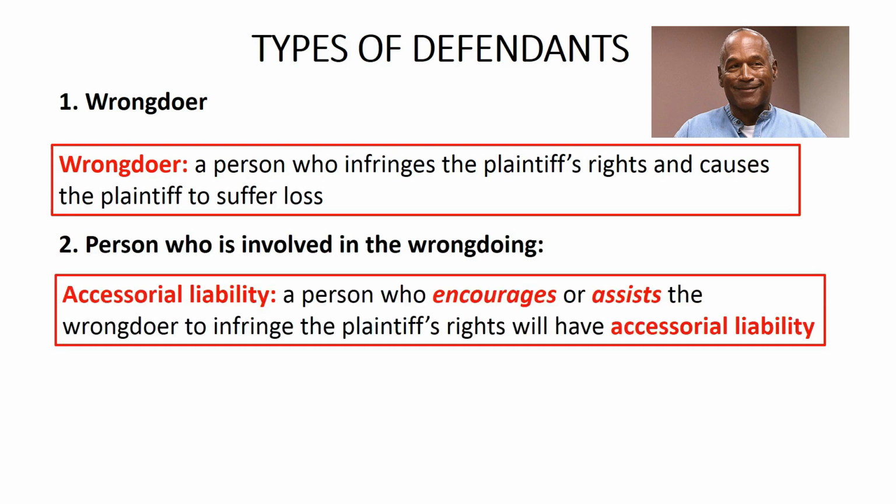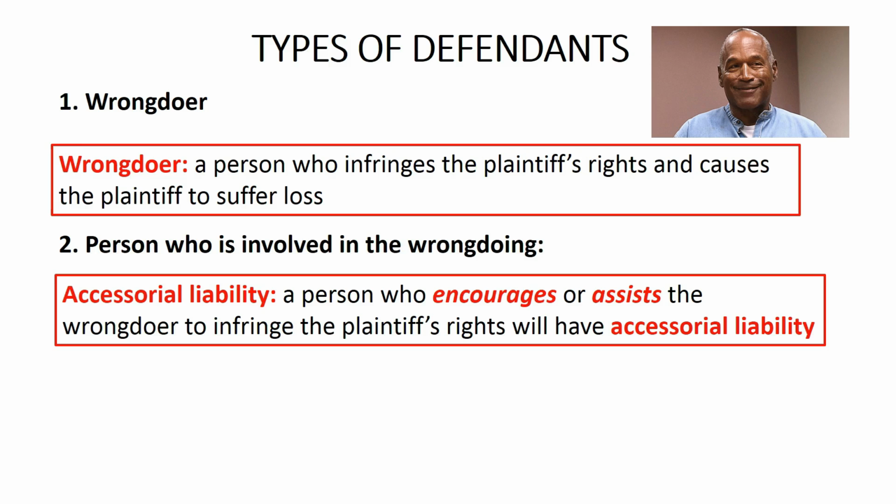The second type of defendant is a person who is involved in the wrongdoing. A person who is involved in the wrongdoing in the sense that they encourage or assist the wrongdoer to infringe the plaintiff's rights will have accessorial liability. That is, they will be liable to the plaintiff for encouraging or assisting the wrongdoer to infringe the plaintiff's rights.